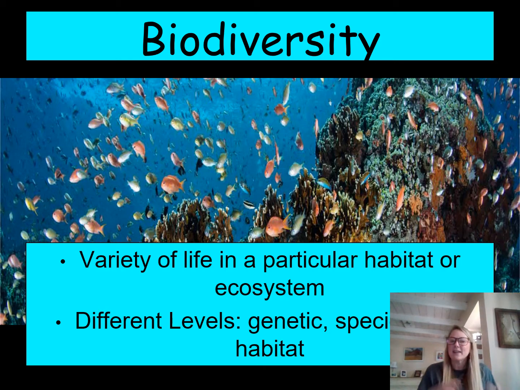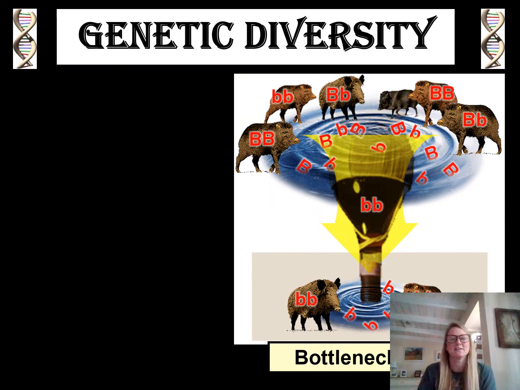So there's different levels that you can look at biodiversity from. So you can look at it from a genetic perspective, so like how many differences in the DNA exist. You can look at species diversity, and you can also look at habitat diversity. So we're going to explore each of those in just a moment. So let's start with genetic diversity.